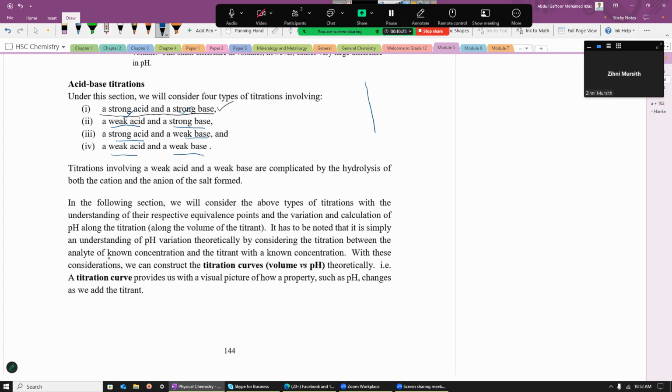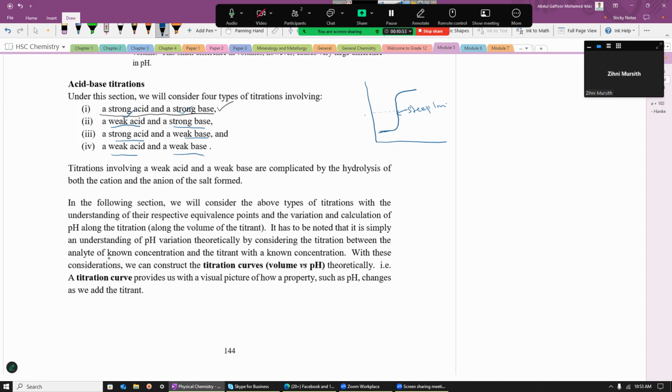Typically the shape of the curve will be like this. Here you can see a steep line, and there will be a pH range around the equivalence point. From the equivalence point we will have a distance, which we call the pH range.